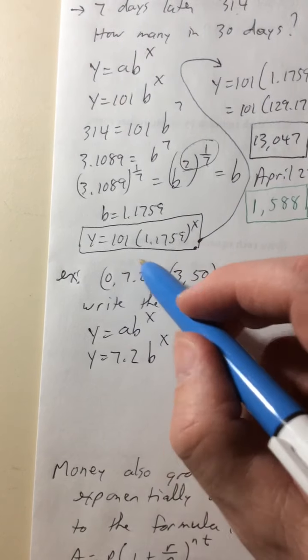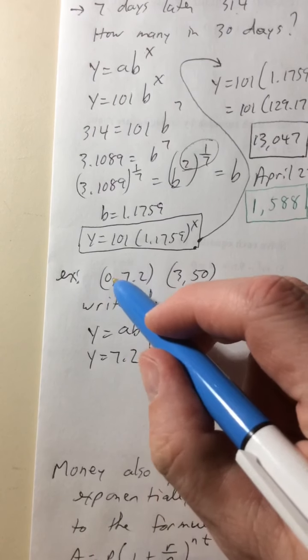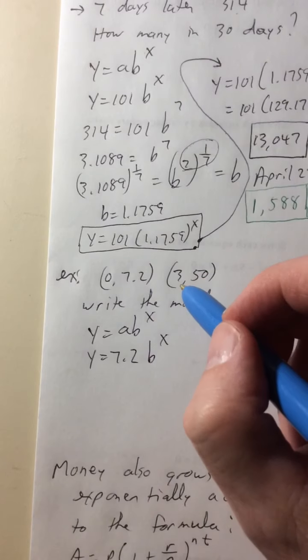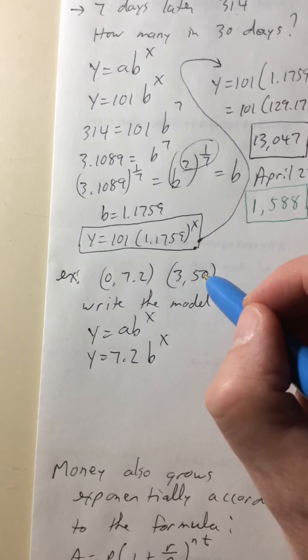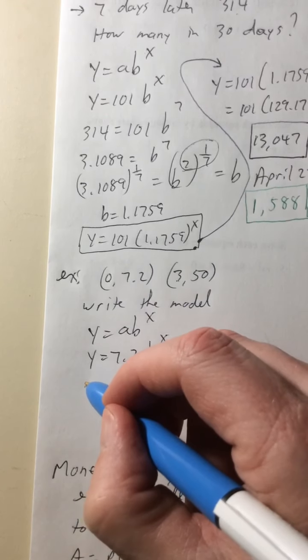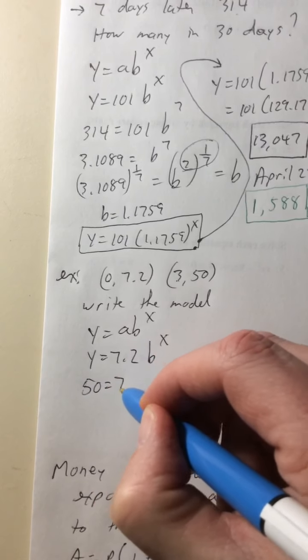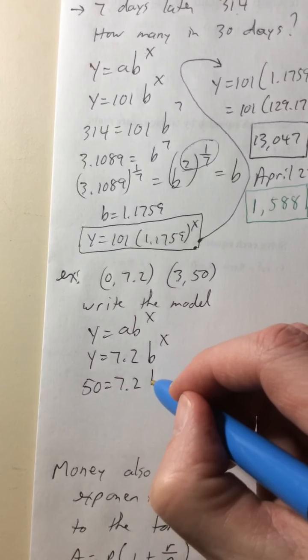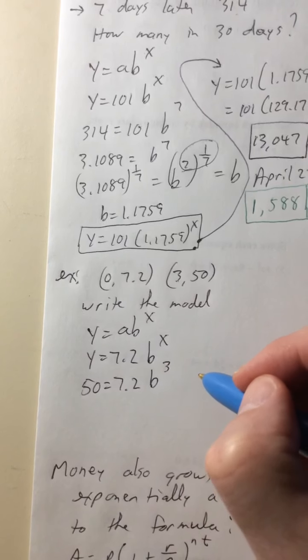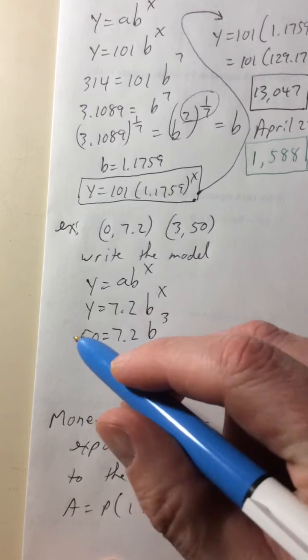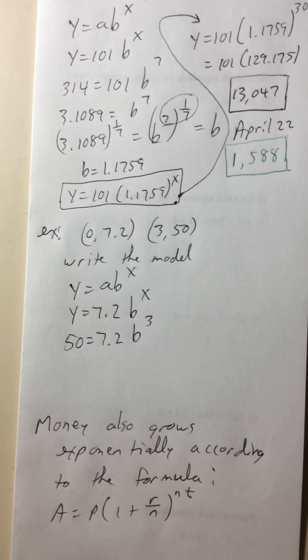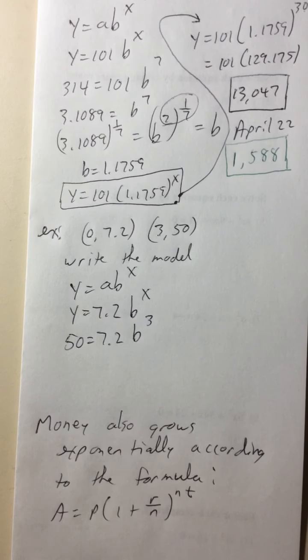So that's our first data point. We use that data point to get us this, because it starts at 0, right? That's when we start. And then we're going to use this data point to get us the value of b. So the x value is 3, the y value is 50. So that's how we're going to calculate b. So we got 50 equals 7.2 times b to the 3. And as always, because we're solving, we want to isolate the special term here. So we're going to divide by 7.2. So 50 divided by 7.2 is going to be 6.94 repeating.